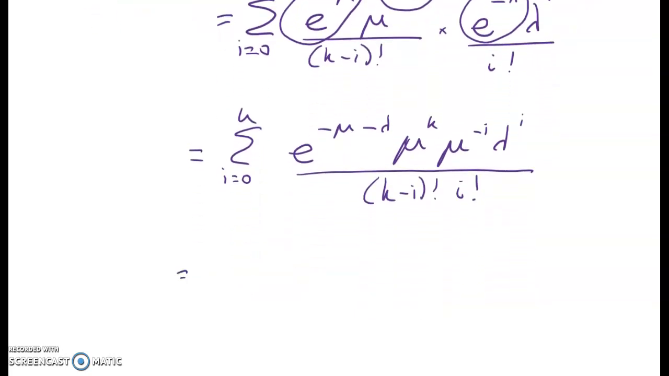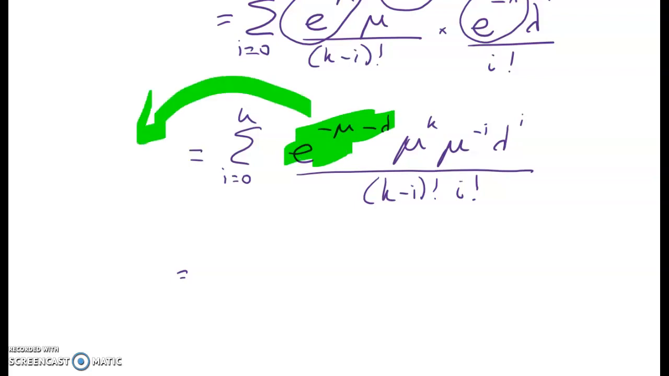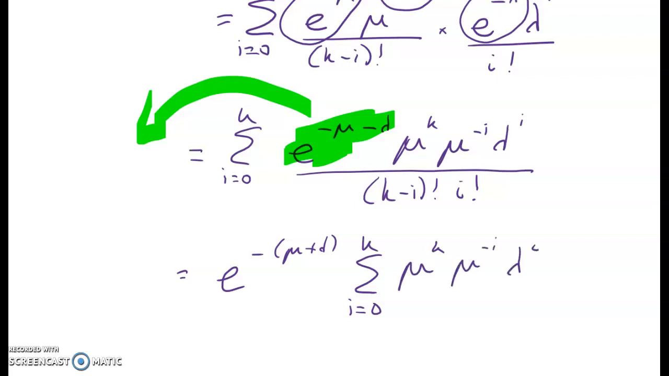The thing to do from here is to say, is there anything in there that hasn't got i's or k's in it? And there is. So this term here, we can pull out the front. So that's e to the negative mu plus lambda times the sum. Working through all of my cases, we've got mu to the k, mu to the negative i, lambda to the i. Now, I'm not actually sure why I split that up. That was a bit silly, so I'm going to unsplit that. Right, so we've got that. And then with these factorials, we've got i factorial and k minus i factorial.